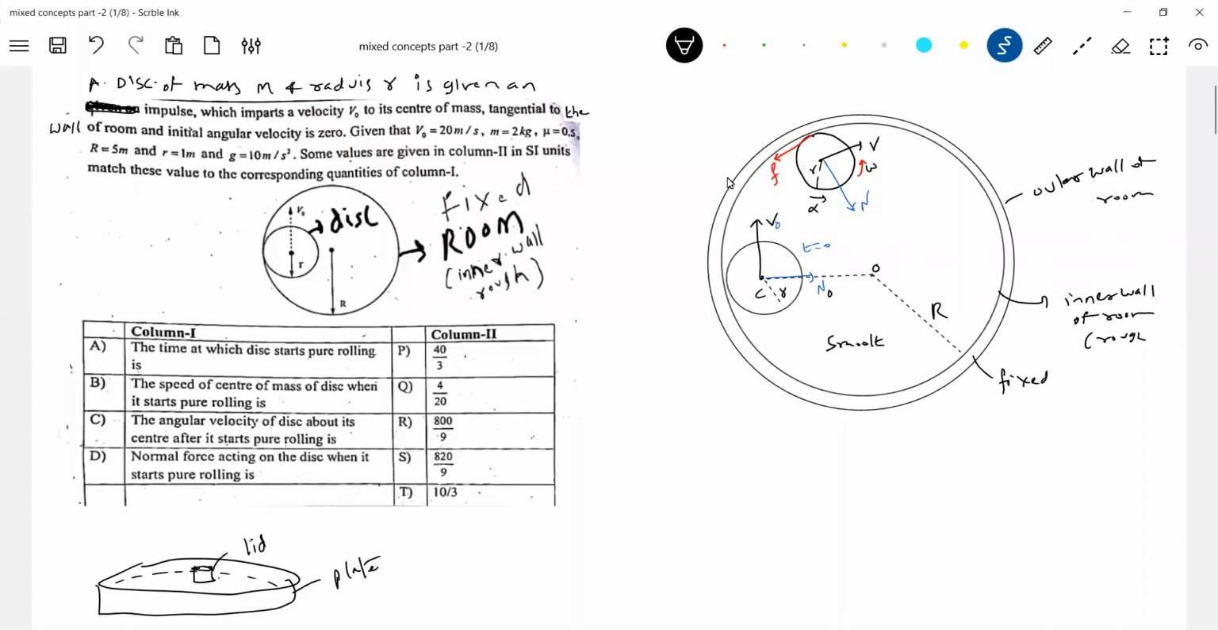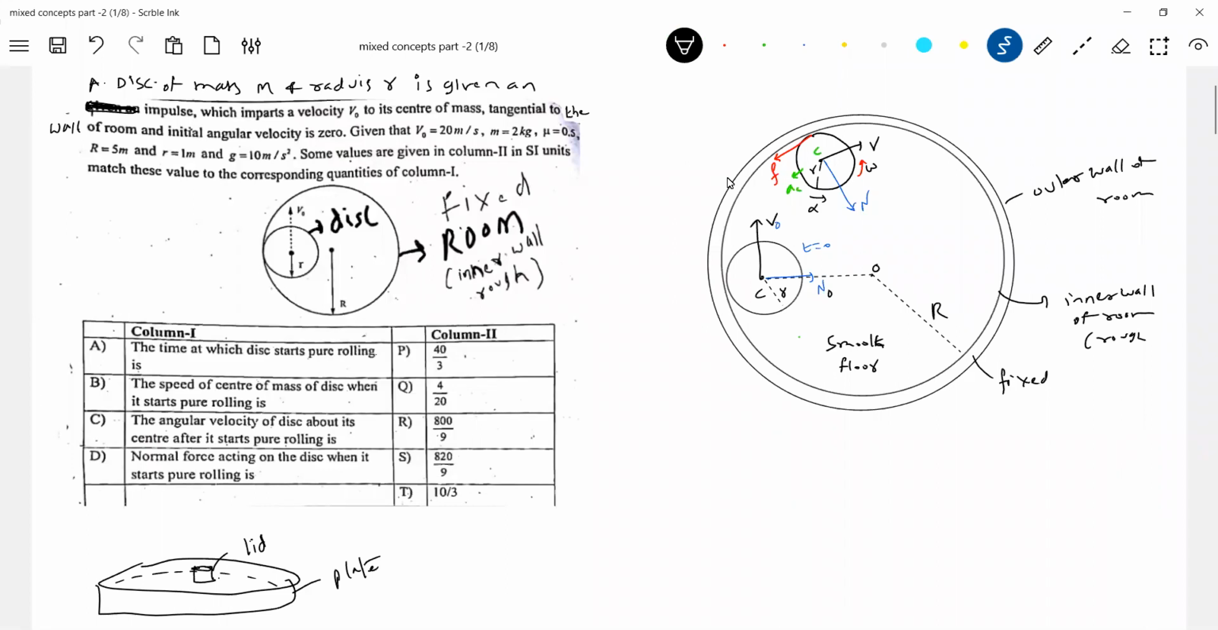It will deter the motion of the center of mass. So the velocity of the disk will keep on decreasing because of friction. At the same time, the friction sets up a torque about center C, and because of that the angular velocity keeps on increasing. So what is the question? The time at which the disk starts pure rolling. Once you get this, the rest you can find out. This is a smooth floor.